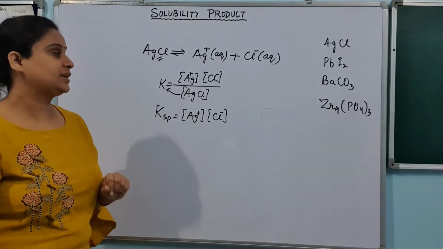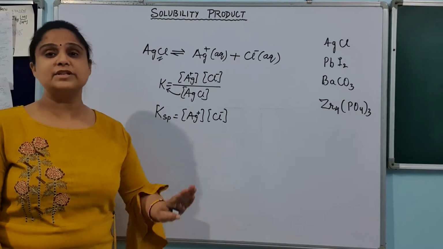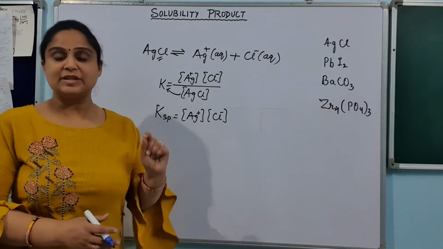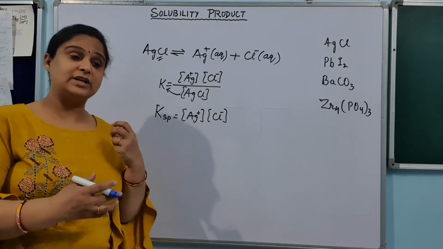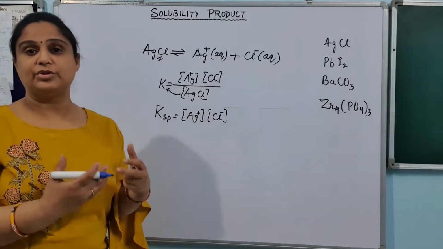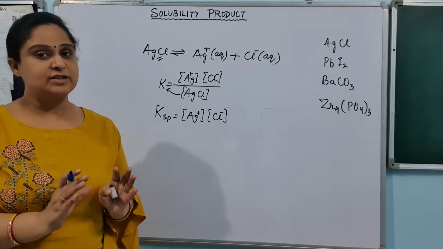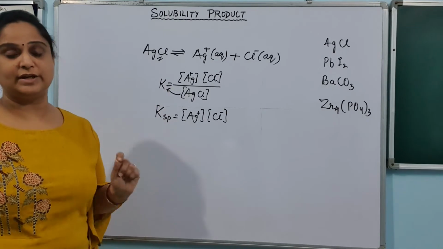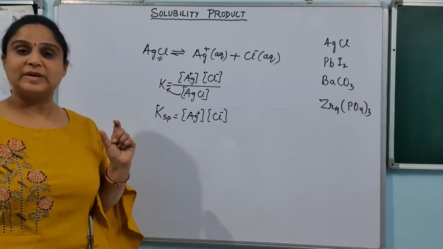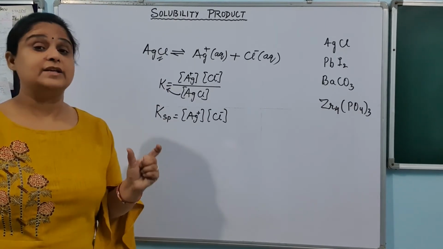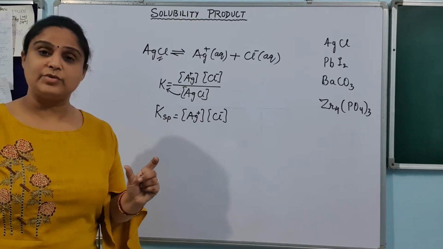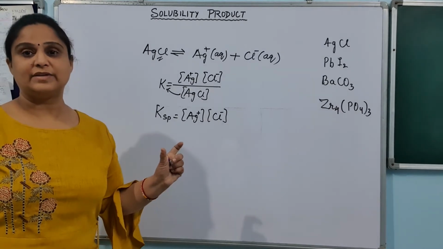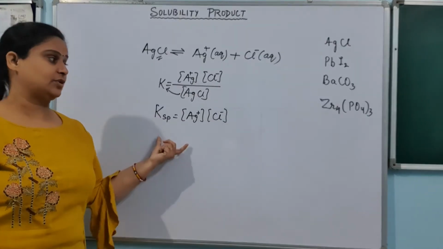One thing you have to remember here is that we are taking the saturated solution of the sparingly soluble salt. Saturated solution means more than that particular amount is not going to get dissolved. So after the dissolution of the maximum amount we can dissolve, we take this solubility product. Is it okay? What is solubility? Solubility is the maximum amount of a substance which can dissolve in a given amount of solvent. Okay? So this is the solubility product.